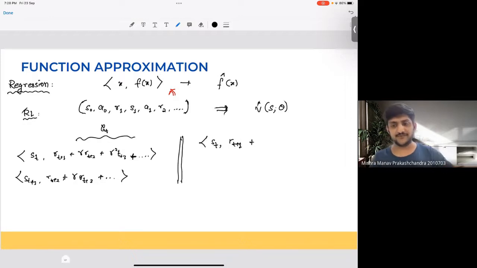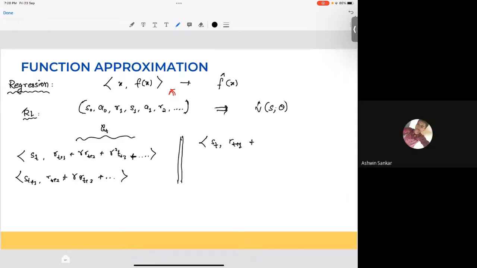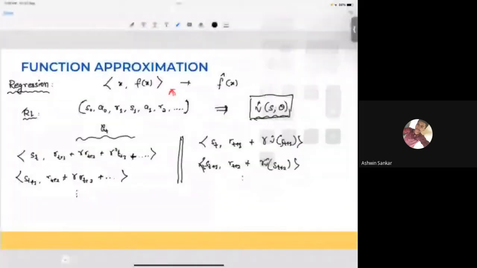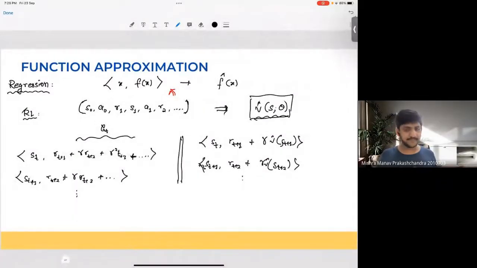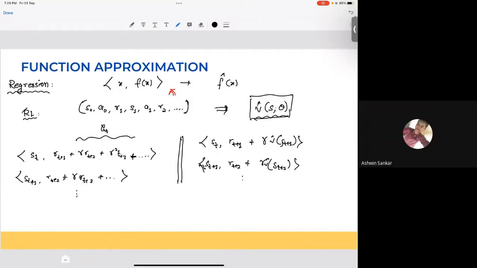Okay, I think my screen froze. Yeah. Okay. I think it's visible, right? Yes, yes, that's it.